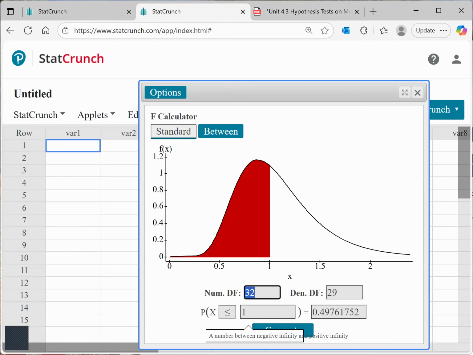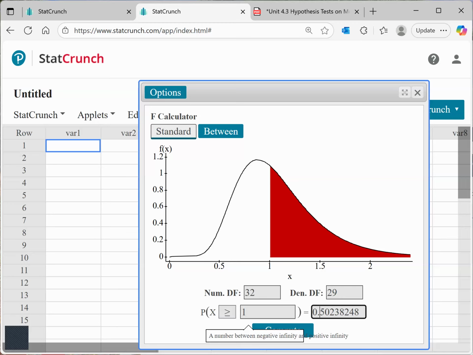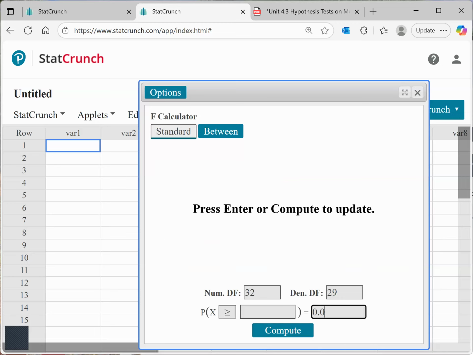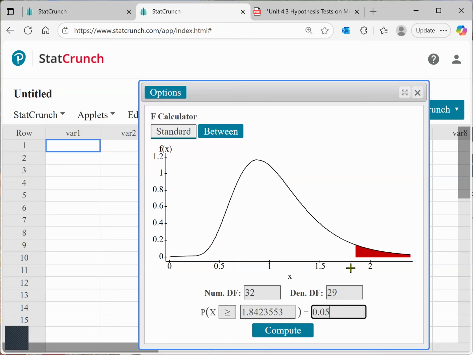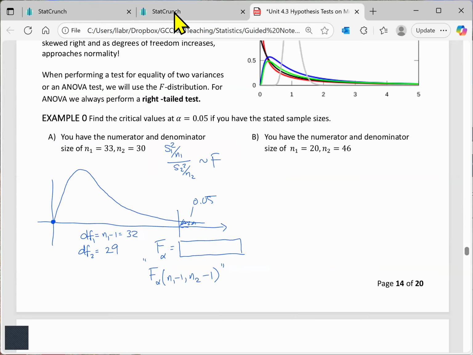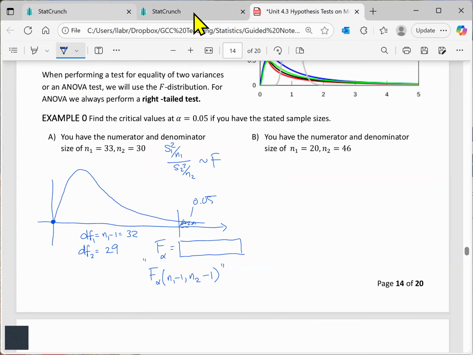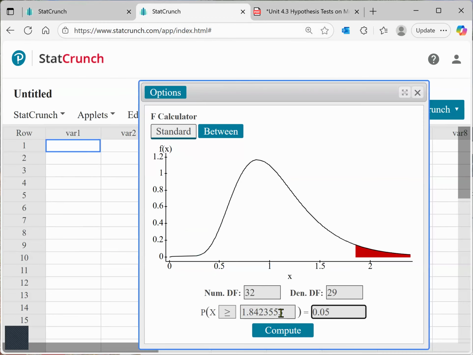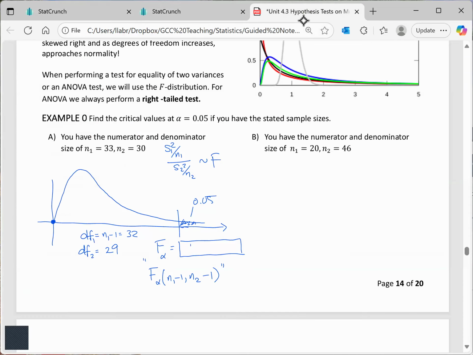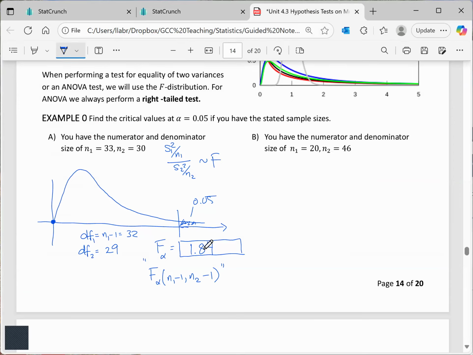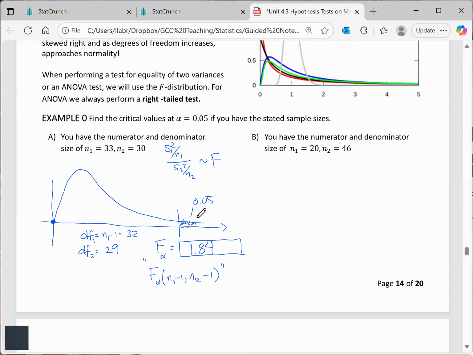And I want an area to the right to be 0.05. And I want to confirm that the picture that I get here is very similar to the picture that I drew on my paper at the beginning. And so therefore I have my critical value right here, 1.84. So there it is. This says that if your F statistic is greater than 1.84, then that would be significant evidence against the null hypothesis.